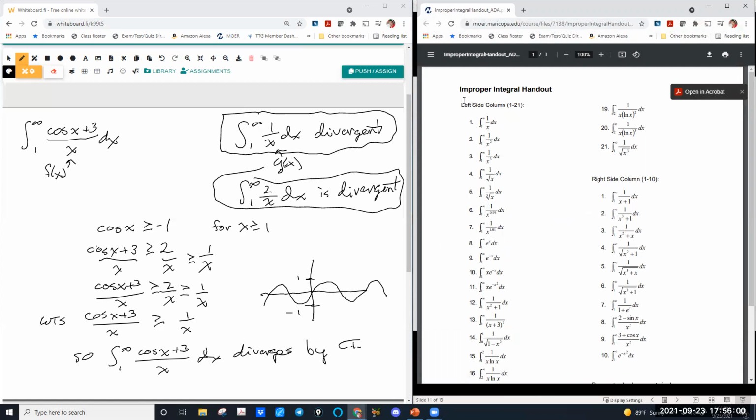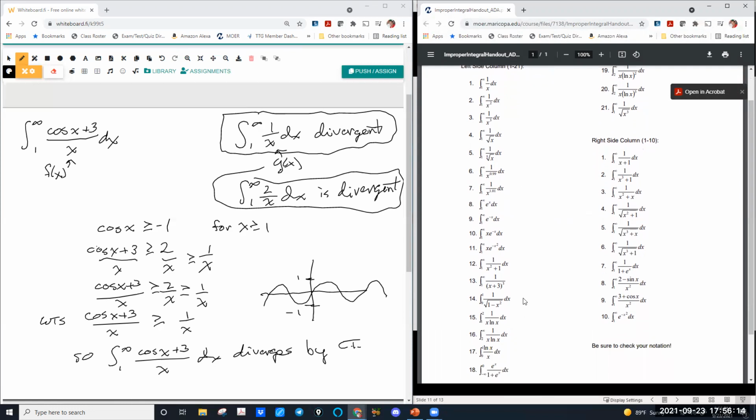Basically, the way the worksheet works is the left side column, which is 1 through 21, so it actually does go over to the right. Those are all ones that can be calculated. We've done 1 and 2. All of these are ones that you guys can calculate. Some of them use U sub, some of them use integration by parts to find the antiderivative. But remember, all you're doing is taking the improper integral, making it a proper integral, taking the antiderivative using the fundamental theorem, and then taking the limit.